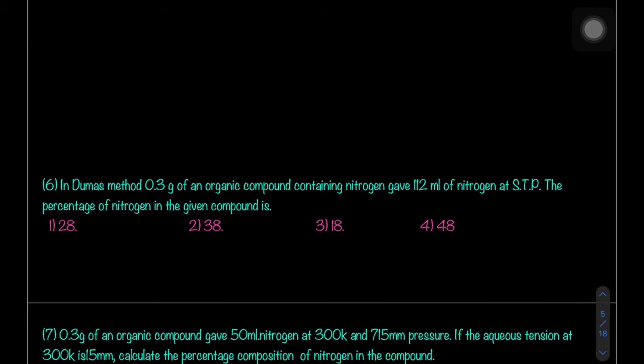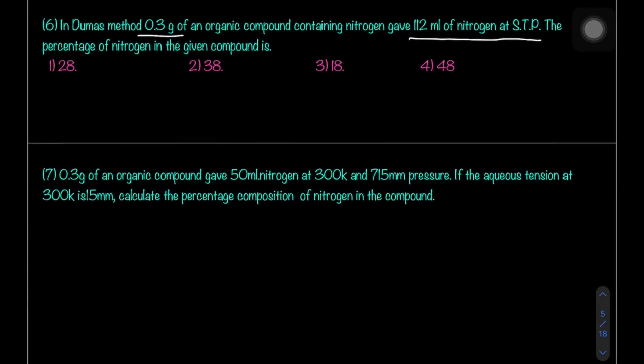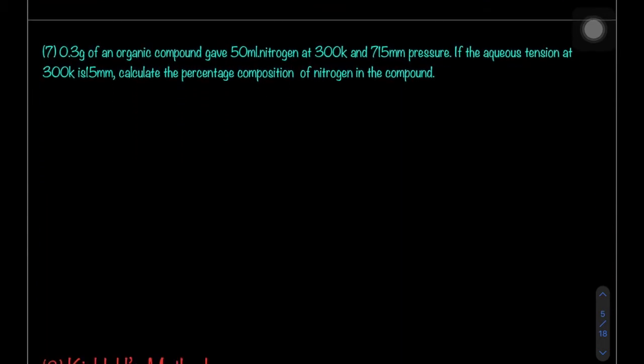Now come to the next problem. This is also similar to the first problem, the second problem. Try yourself. Now come to the next one. This is a very important model. Here STP conditions are not given to you, so first of all we have to calculate the volume of nitrogen under STP condition. After that we can use the formula. Now here, what are the STP conditions?